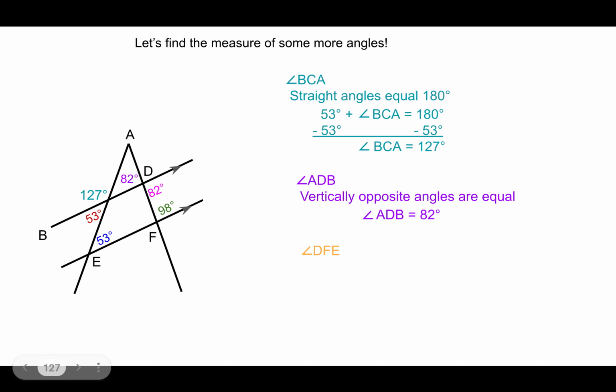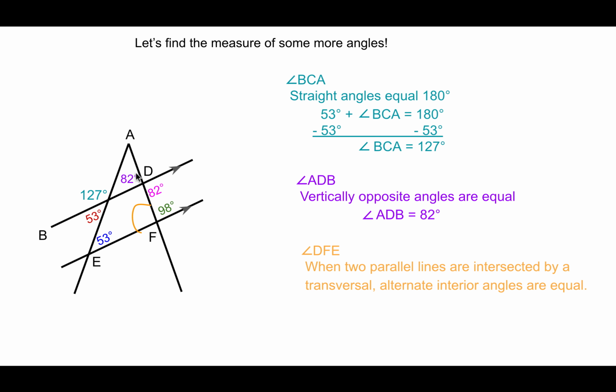All right, the orange one, angle DFE. There it is. And what do we know about angle DFE? Well, I noticed that again, we have the parallel lines and it's intersected by a transversal. And alternate interior angles are equal, so it is also equal to 82 degrees. So angle DFE is 82 degrees.